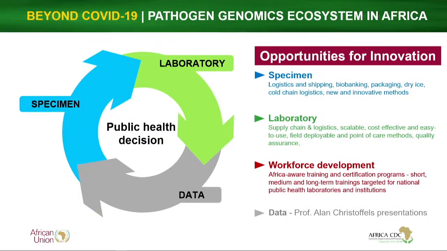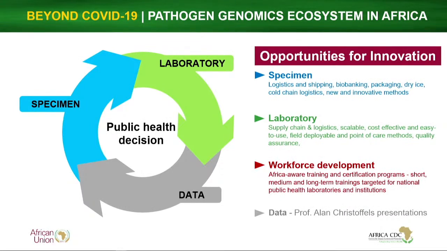So there are several opportunities, whether it's in logistics and shipping, whether it's in biobanking technologies, packaging specimens, dry ice, for example. We were importing dry ice from Europe to move samples from one African country to another African country. So there are a lot of opportunities in this space where new and innovative methodologies can actually help in terms of moving specimens in a cold chain.